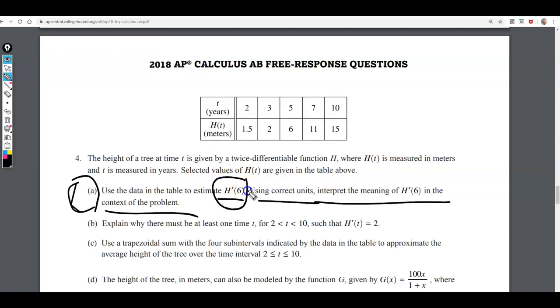So what this represents is an instantaneous rate of change. Now, we're not going to be able to do that anytime you have a table of values, in this case because we have h values, not h prime values. So what we're going to do is find the average rate of change between the two values of t that are closest to 6. The two values of t that are closest to 6 are 5 and 7.